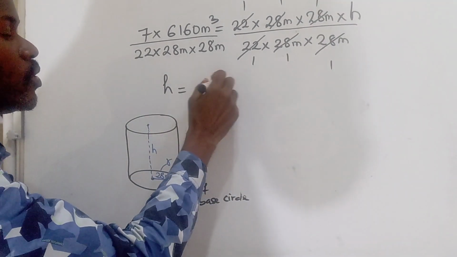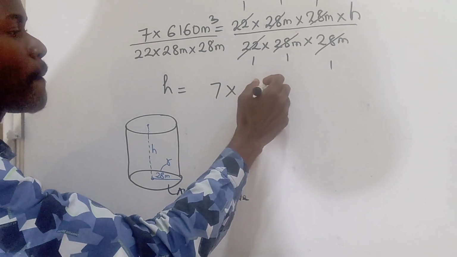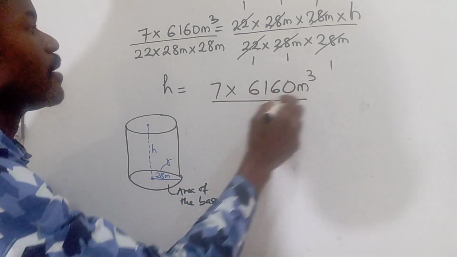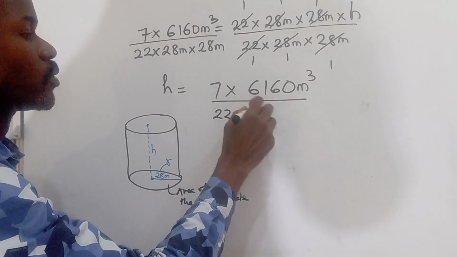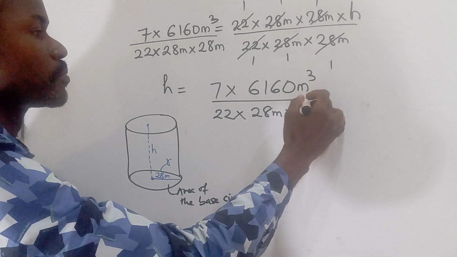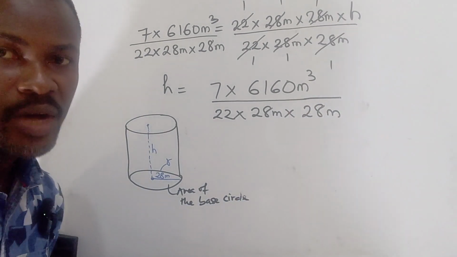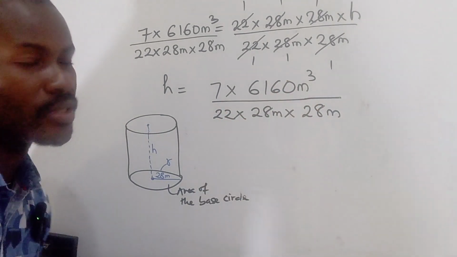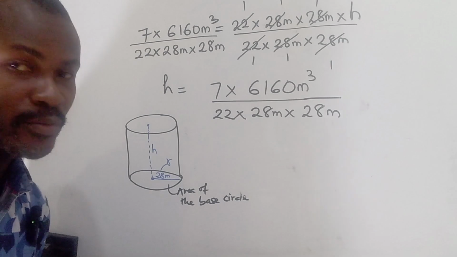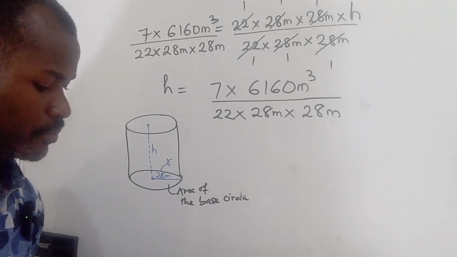H is equals, so I have 7 times 6,160 meter cube, divided by 22 times 28 meter times 28 meter. Now all we need to do at this point is we have to decompose this. Okay? What do I mean by decompose it? We have to reduce it to lowest term.